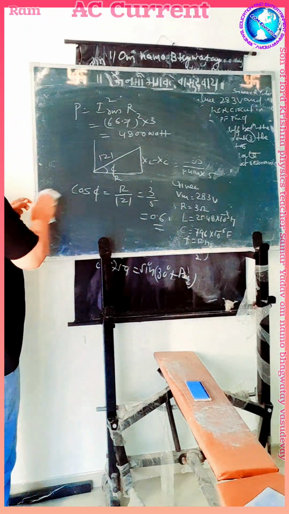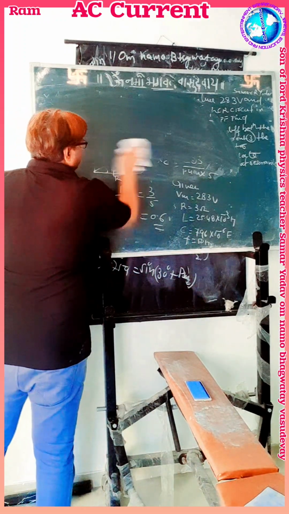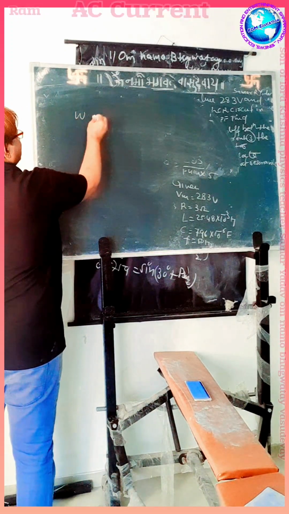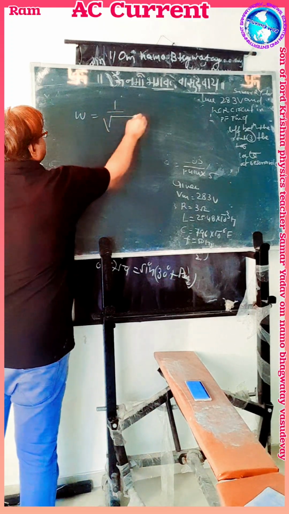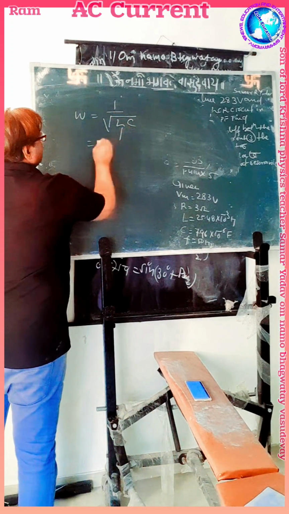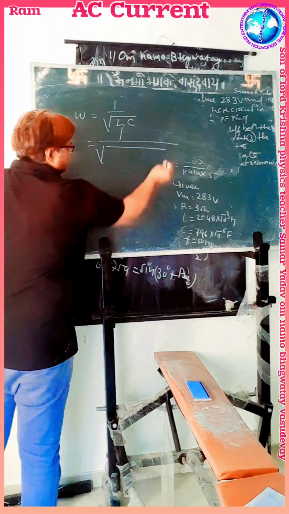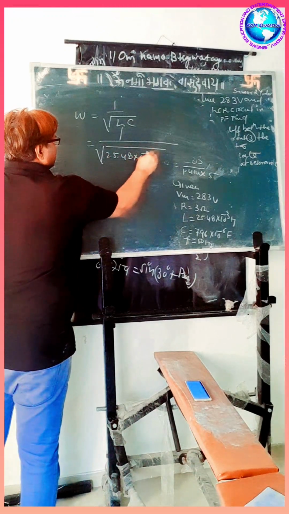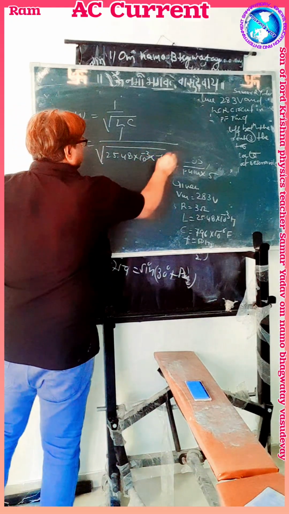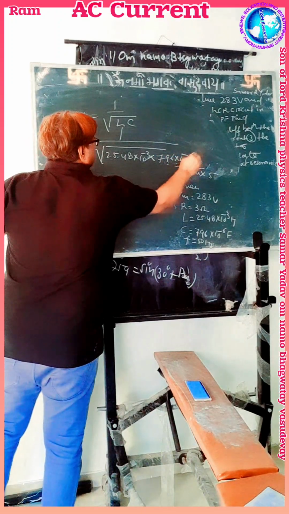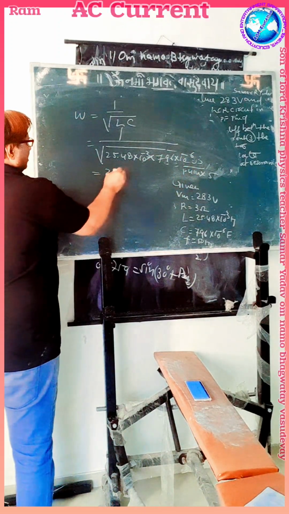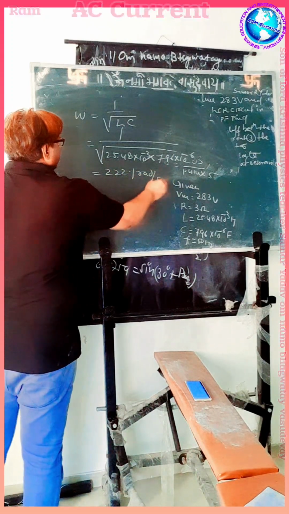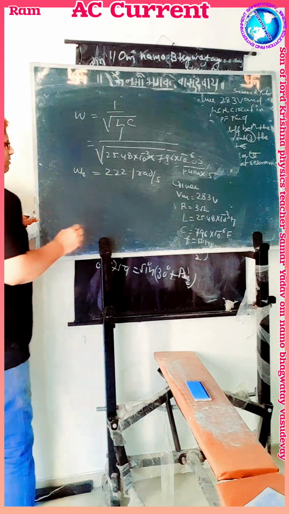Now at the resonance, same numerical. When the resonance occurs, then we have to get resonance frequency: omega is equal to 1 upon under root LC is equal to 1 upon under root L, here given, 25.48 into 10 to the power minus 3 into 796 into 10 to the power minus 6. Simplifying, we will get here 2.1 radian per second. That is the resonating angular frequency.